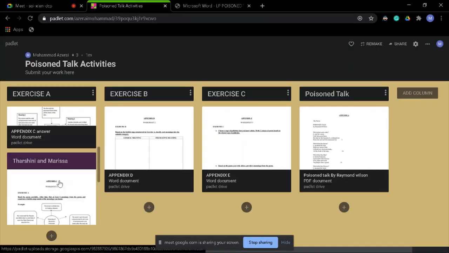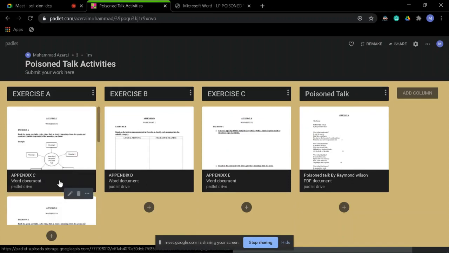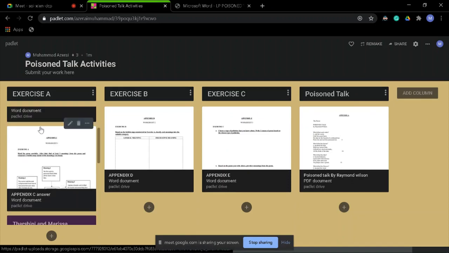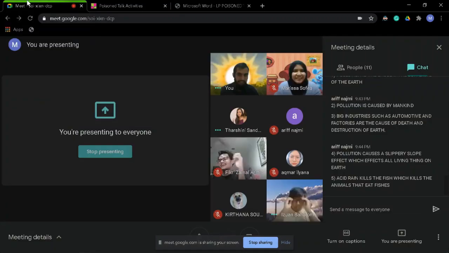For the first group, I would like Tashni and Najmi's group, and Marisa. So what do we have to do now? You have to just read out your answers and explain why you chose your answer. I will read the first two and then my partner Marisa will read the rest. So the first one we put: the forest is killed due to sulfur dioxide.